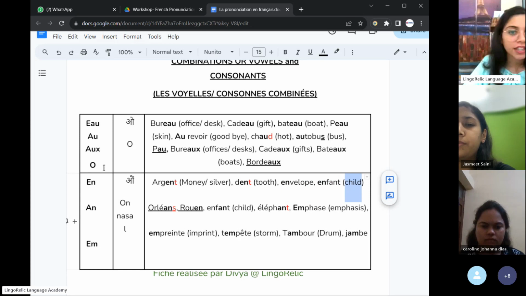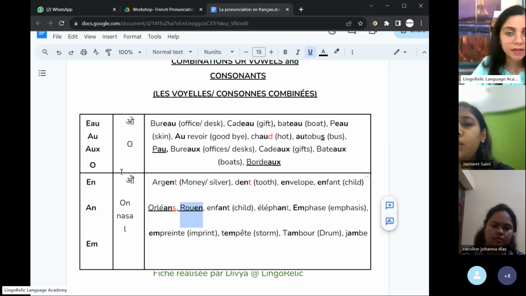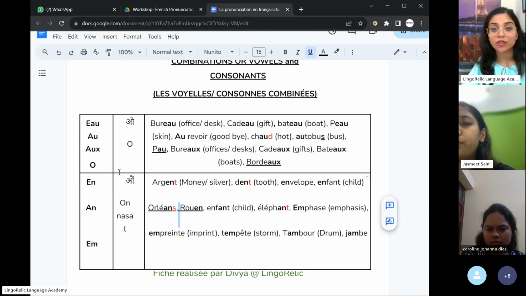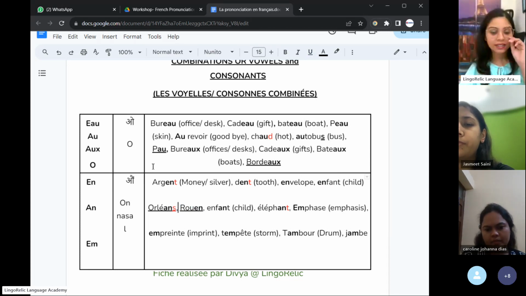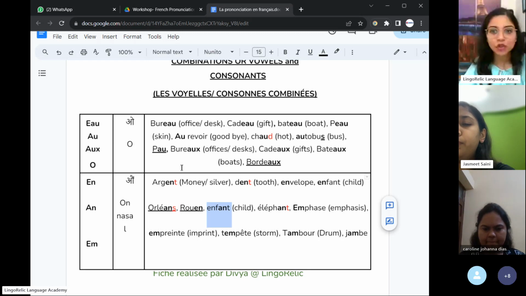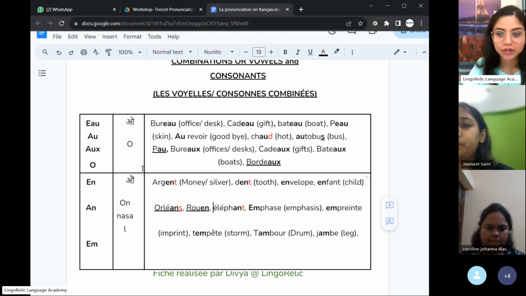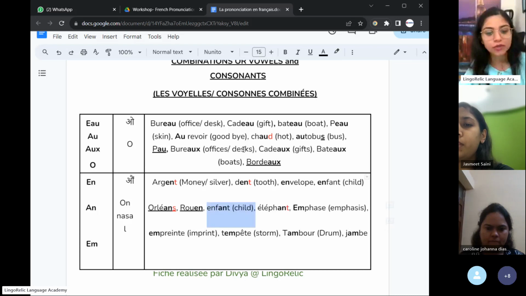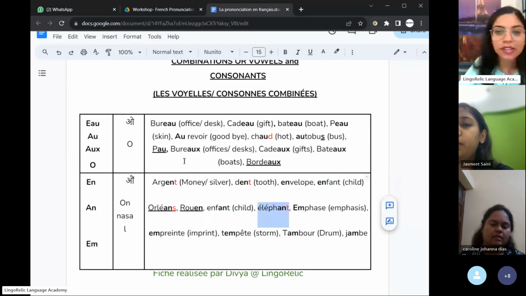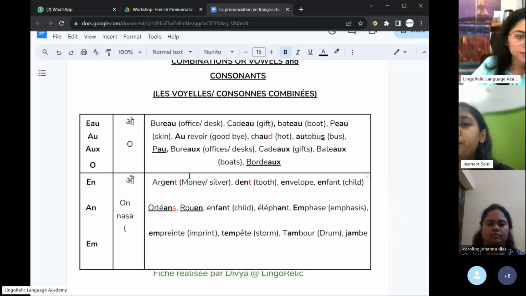Okay. Then you have AN. This is a city name in France. Qu'est-ce que c'est? Orléans. Okay. Next one. Rouen. Rouen is another city in France. Then enfant is repeated. I'll just remove that, it's repeated. Okay. But yeah, actually it was because of the second one, so yeah, let it remain. Then next one. Elephant.